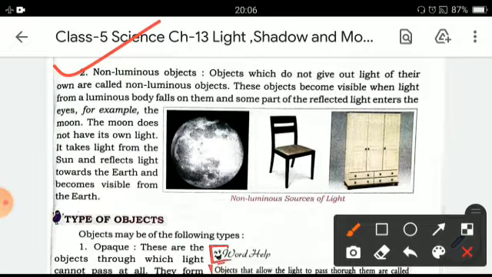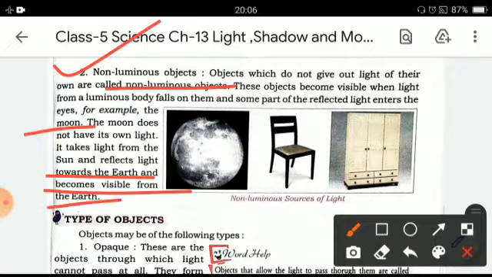Then another category is non-luminous objects. Objects which do not give out light of their own are called non-luminous objects. These objects become visible only when light from a luminous body falls on them and some part of the reflected light enters the eyes. For example, the moon. The moon does not have its own light; it takes light from the sun and then reflects the light toward the earth and becomes visible from the earth.